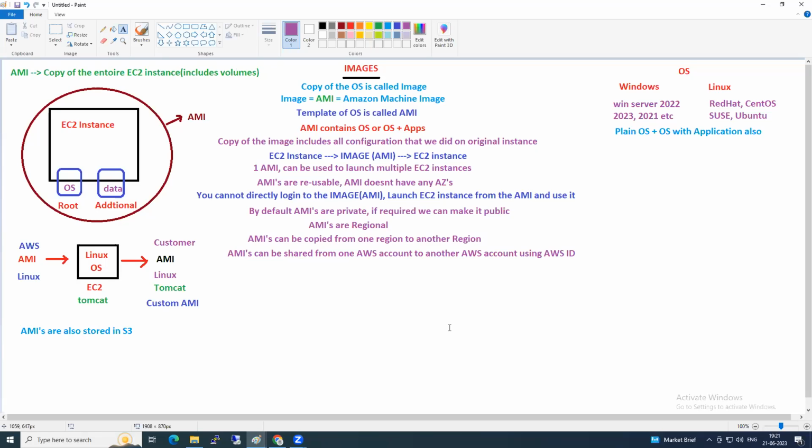There is a question, AMI is a copy of EC2, not the original instance. It is the original instance only, no? You're copying from the original only. There is no difference, both are the same.